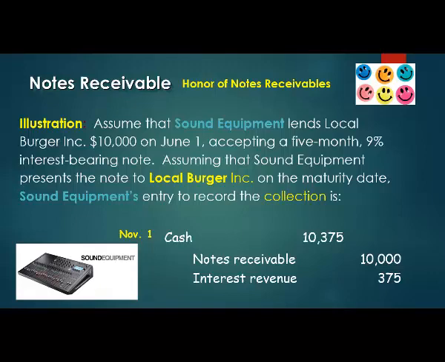What you see below here on November 1st is the collection. Note receivable is credited for $10,000, cash is debited for the $10,000 plus the $375 for interest, and interest revenue is recognized for $375. How did we calculate the interest? We took $10,000 times 9%, and then we prorated that $900 times 5/12.